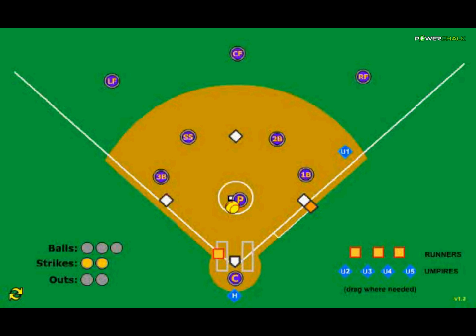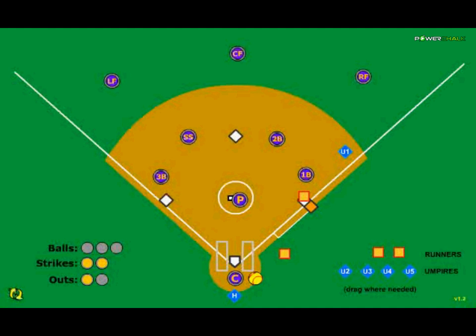We've got 2 strikes, 1 out, and a runner on first base. Pitcher throws a pitch. The batter does not swing, but it's a strike, and the catcher drops the ball. The batter is considered out because first base has already been occupied, and there's less than 2 outs.